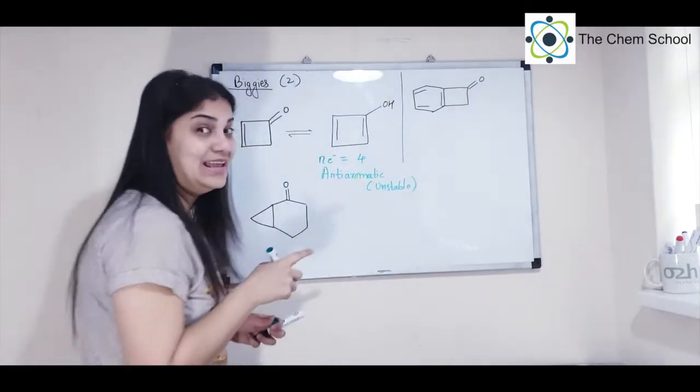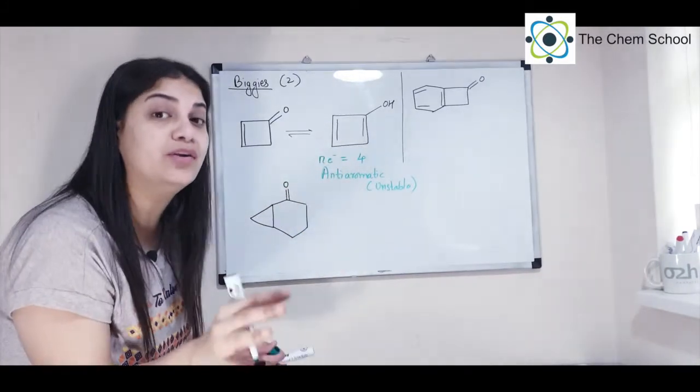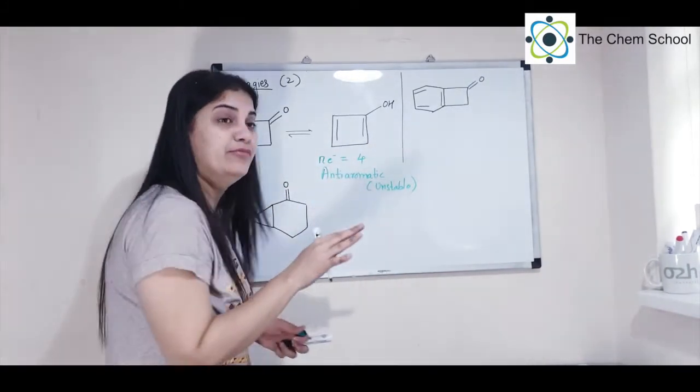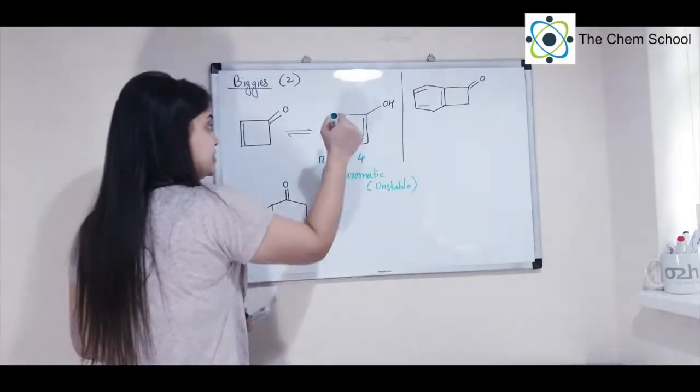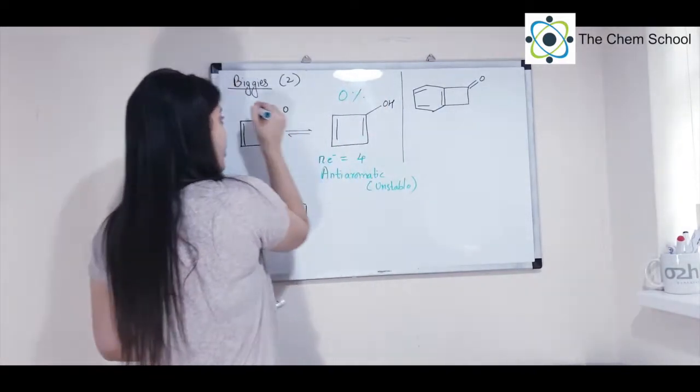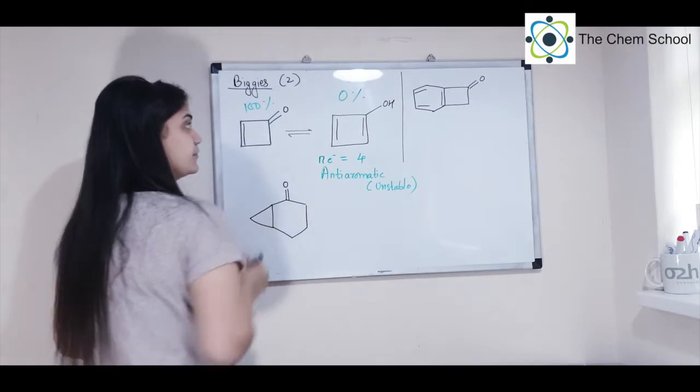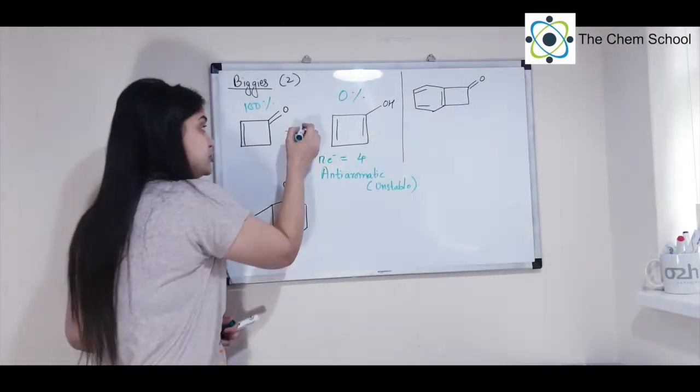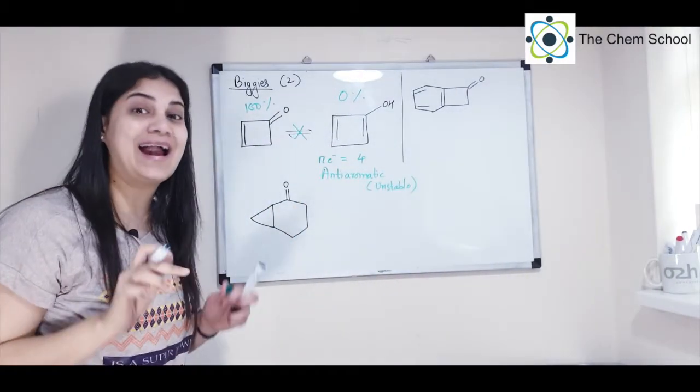Since they are highly unstable, this will not be formed at all. I repeat, this will not be formed at all. So if you talk in terms of percentage, this will exist 0%, while this will be 100%. Is this clear? It means no tautomerism takes place at this particular site.